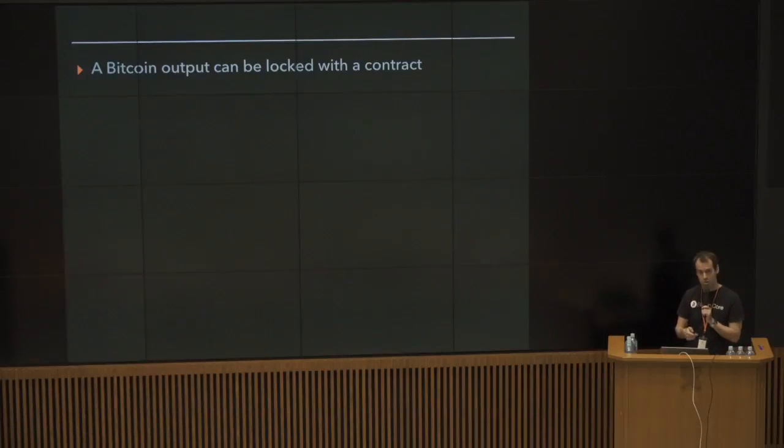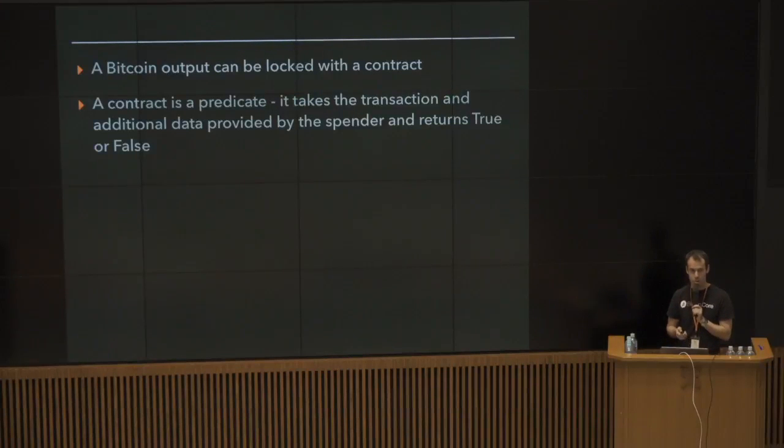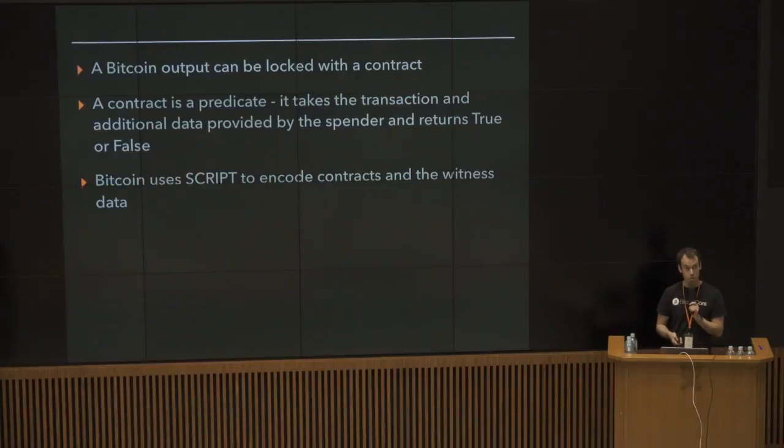So in conclusion, a Bitcoin output can be locked with a contract, so conditions on who's allowed to spend that output. And a contract is a predicate. It takes a transaction and additional data provided by the spender and returns true if it's a valid transaction or false if it's not. Bitcoin uses script to encode contracts and the witness data. So the witness data is this additional data that we provide to prove that we can spend or we fulfilled the conditions of that contract.